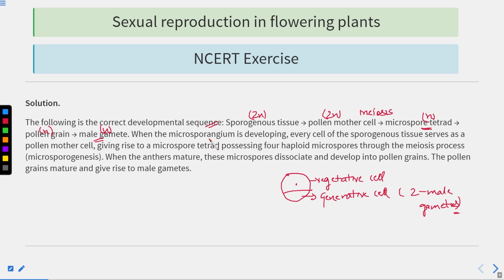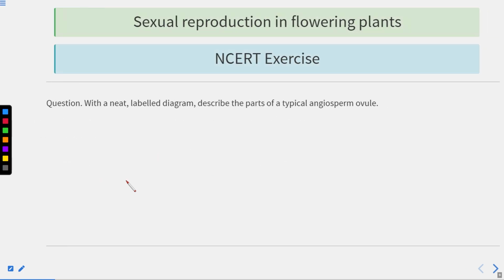Now, when the microsporangium is developing, every cell of the sporogenous tissue serves as a pollen mother cell, giving rise to a microspore tetrad possessing 4 haploid microspores through the meiosis process. So this is known as microsporogenesis. Now when the anther matures, these microspores dissociate and develop into pollen grains. The pollen grains mature and give rise to the male gametes. So this is the correct sequence here.